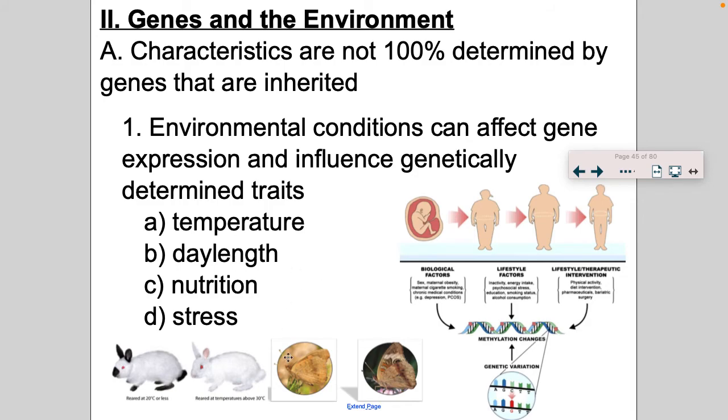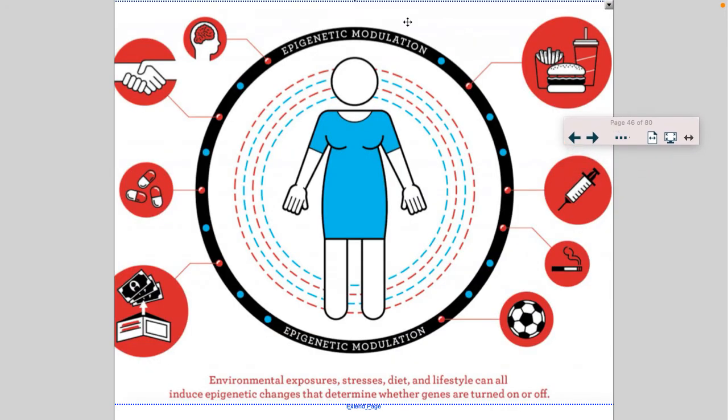Day length, nutrition, and stress. So day length, I think, ties into the moths here. Nutrition and stress, definitely for humans. So I think I have a slide here that talks about all the different factors that could affect your epigenetics. Just like stress, whether or not you take certain medications, your socioeconomic status, how athletic you are, your life choices, I don't know what the syringe is for, your diet.